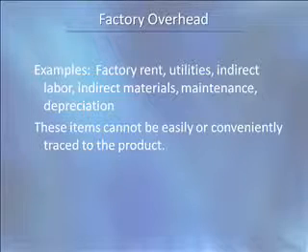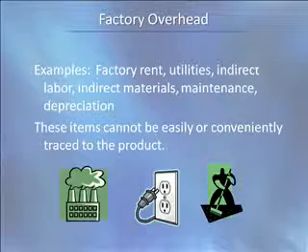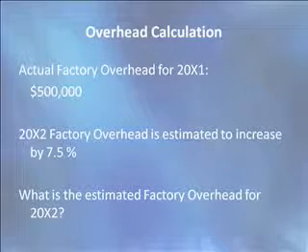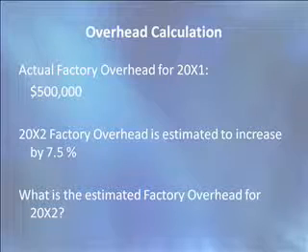Let's start with factory overhead. Examples include factory rent, utilities, indirect labor, indirect materials, maintenance, depreciation. These items cannot be easily or conveniently traced to the product. Managerial accounting looks at future amounts. We are working with the actual overhead for X1, $500,000, and estimating the amount for X2. We have estimated that the amount will increase by 7.5%. The result will allow us to estimate the overhead for X2.